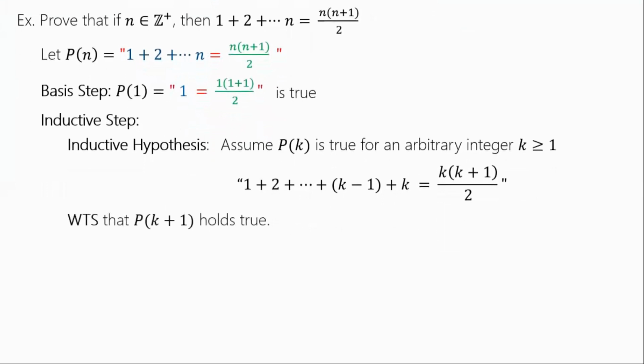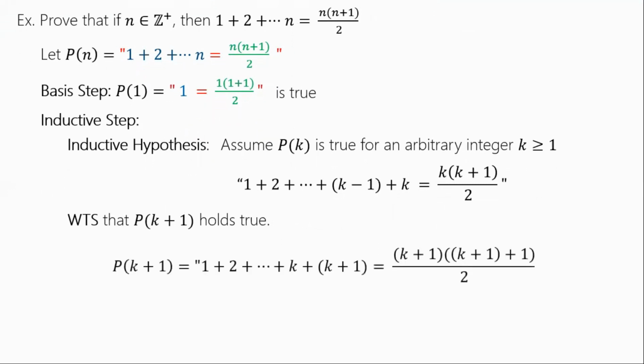So let's show that P(k+1) will hold true. We're trying to show that the sum of the first k+1 integers is equal to (k+1)(k+1+1)/2. That is, if you plug k+1 into the left-hand side and the right-hand side of the formula, you get the same answer.